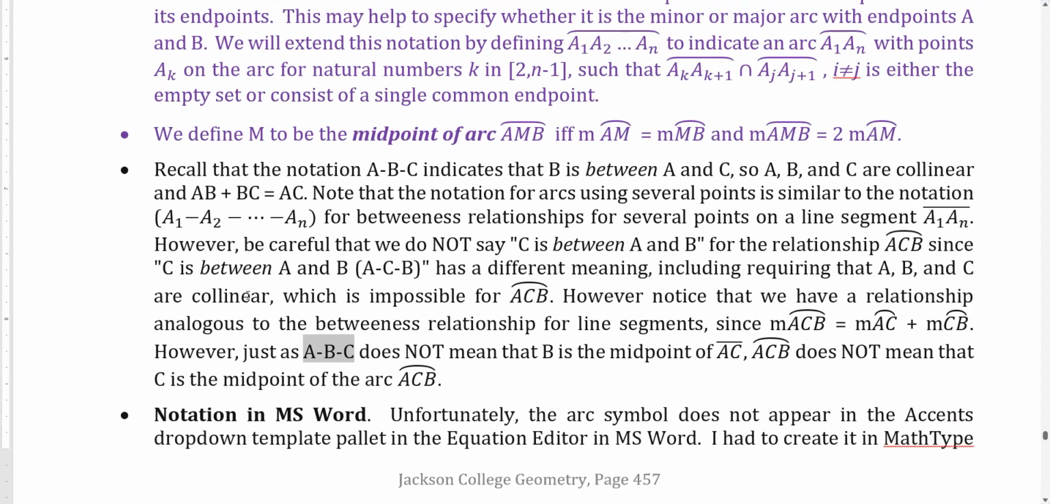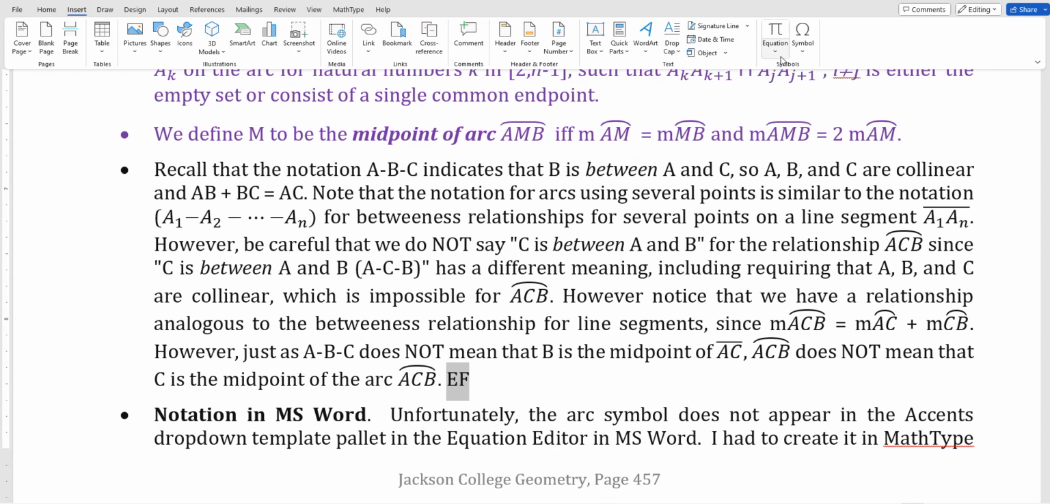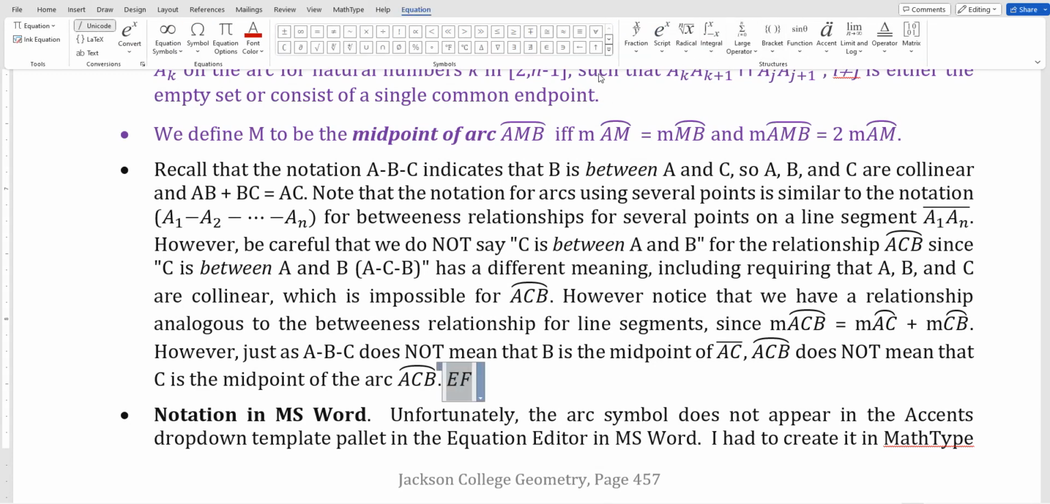Now, here's something unfortunate. I want to show you something here. Suppose I want to make one of these arcs, say arc EF. Well, if I want to make line segment EF, it's pretty simple. You go to insert an equation, then you go to equation here, go to accent, and you can make it a line segment like that.